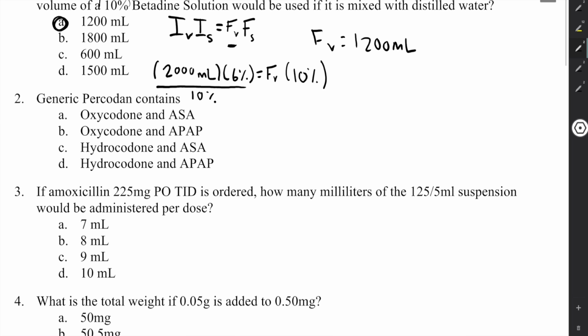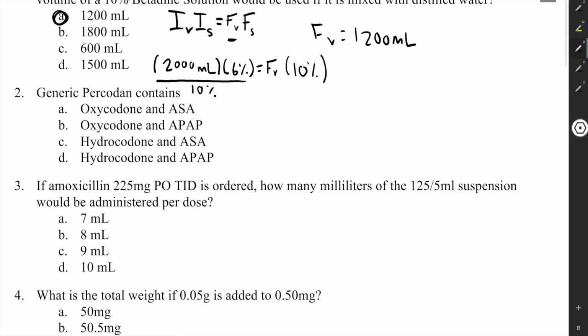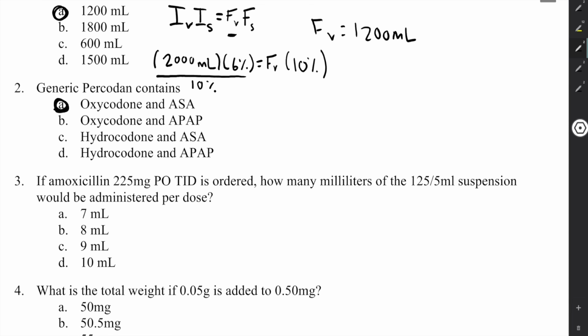So for the next one, the generic Percodan contains, this is something you're going to need to know, part of the top 200 drugs, the brand, generic and the class. The generic for Percodan contains oxycodone and acetaminophen. And something else that I'll do from here on out is give a pause, so you can pause the video and work on the problem yourself, and then once you're ready to check, you can go ahead and get it started as well.